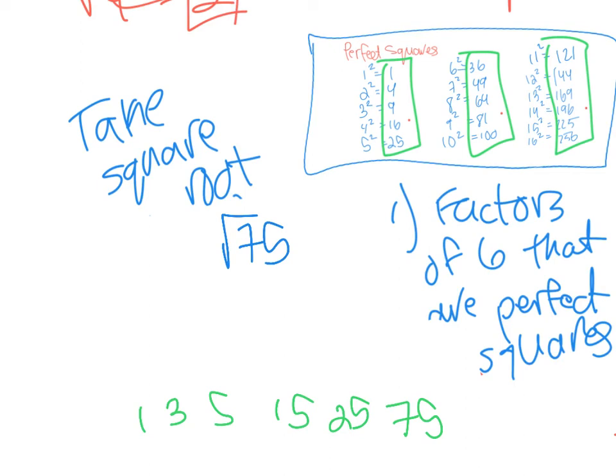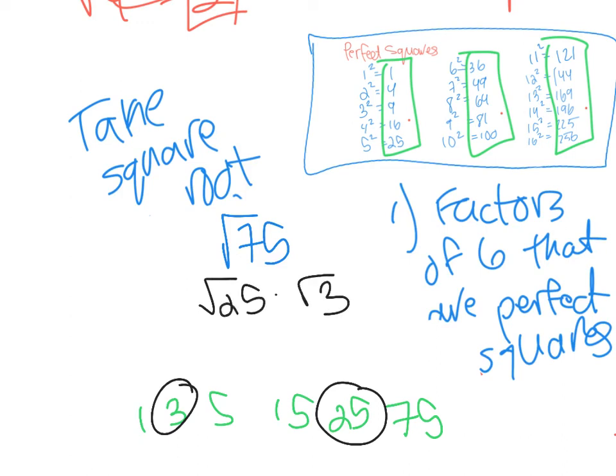6 doesn't, 7 doesn't, 8 doesn't, 9 doesn't, 10 doesn't, 11, 12, nope, 13, nope, 14, nope. Oh, 15. So we've finished our list, okay? So are any of these perfect squares? 25 is, and 25 goes with 3, right? Those are the factors. So I'm going to rewrite this as square root of 25 times the square root of 3. Okay? So bam, I can take the square root of 25. It is 5. 3, it's prime, so I definitely can't take the square root of that. So my answer is 5 square root of 3.